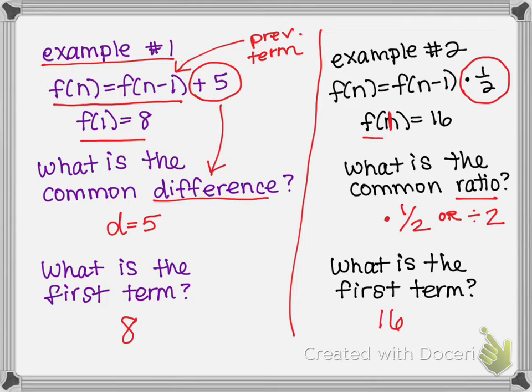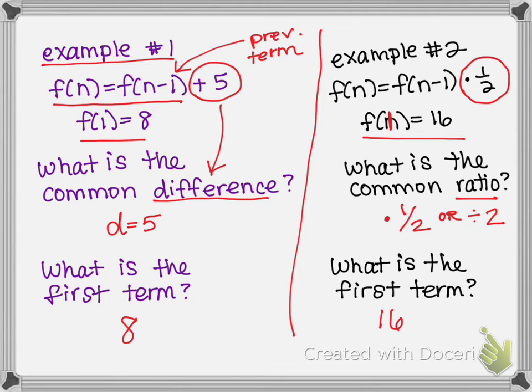So I can learn that because it says f of 1 equals 16. So my first term is 16. If I took 16 and multiplied by a half, that would give me 8. I multiply 8 by a half, which gives me 4. I multiply 4 by a half, which gives me 2. I have the start of my sequence.